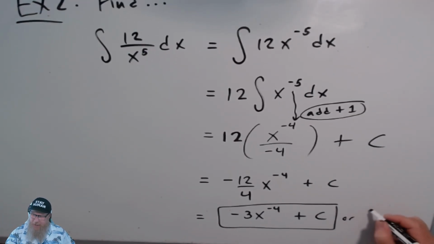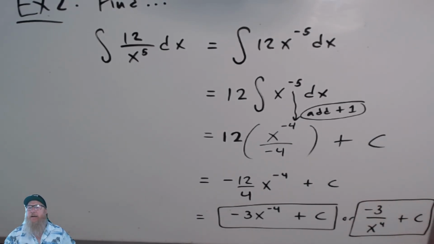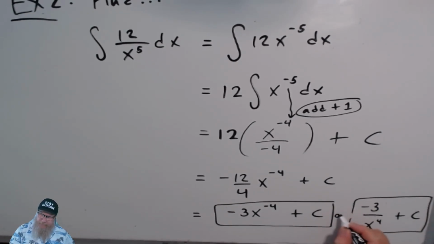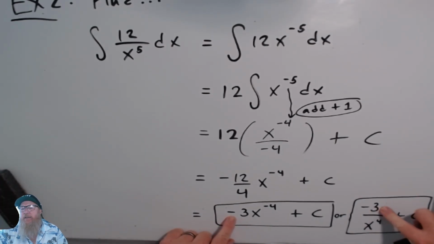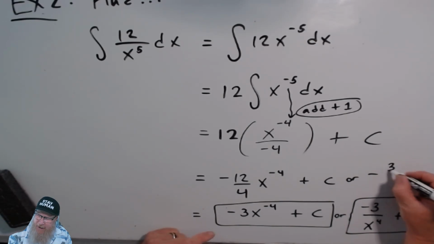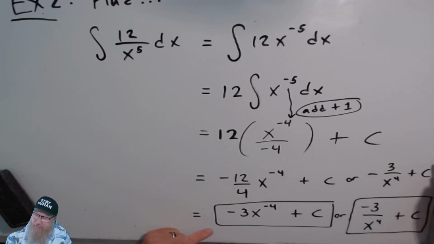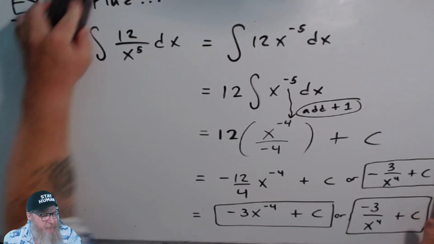You could also write it this way, negative 3 over x to the 4th plus c. These are equivalent. I'll accept either one of these. Now, if you rewrite it and you rewrite it incorrectly, then you'll probably wish you would have just left it alone. Notice the negative 3 remains in the numerator. I guess you could put the negative out in front. That would also be correct. And there you go. Let's keep moving.